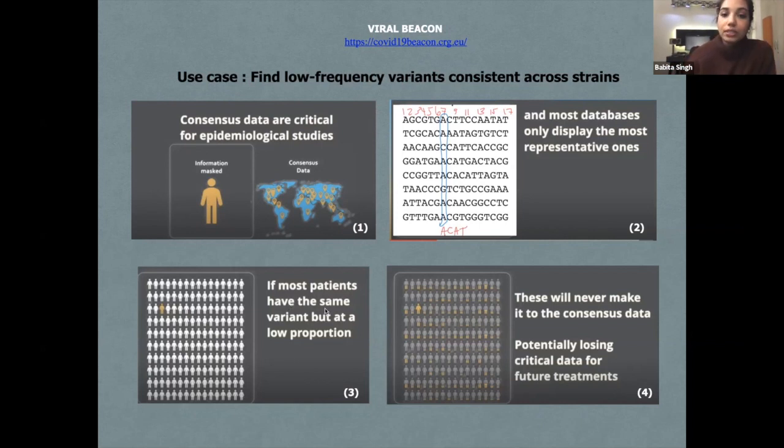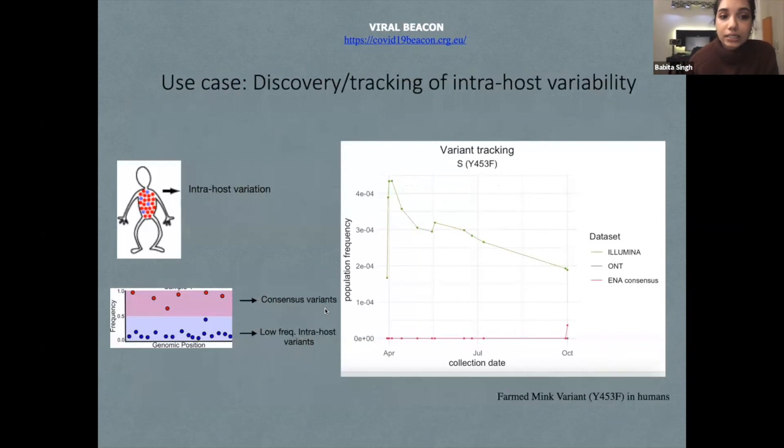What that does is, for example, we can miss certain cases like interhost variations. You see in the plot on the left, the low frequency variant will stay at the low, and only the consensus data will show these red dots. So we can miss this kind of case. For example, this is with the farm mink variant. If you remember, this mink culling started, and it was noticed, I think, around October, November. Around October, November, this variant started getting noticed in humans as well.